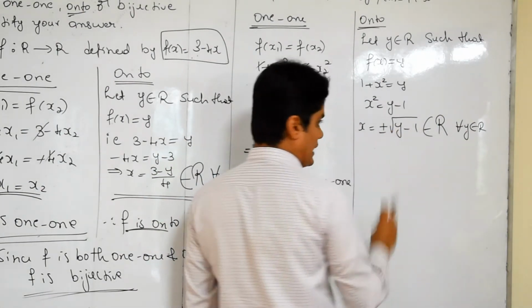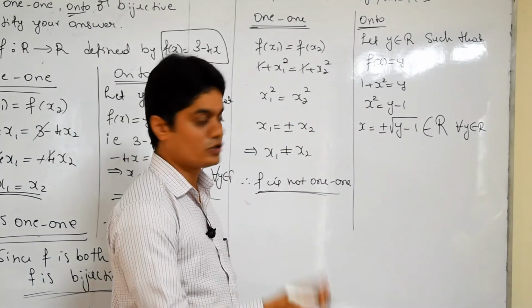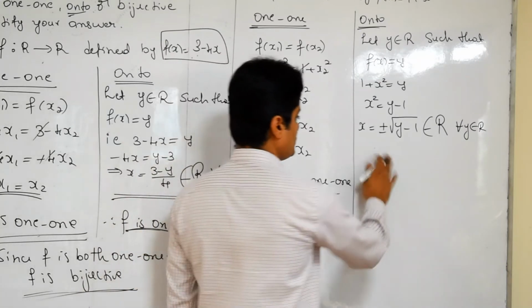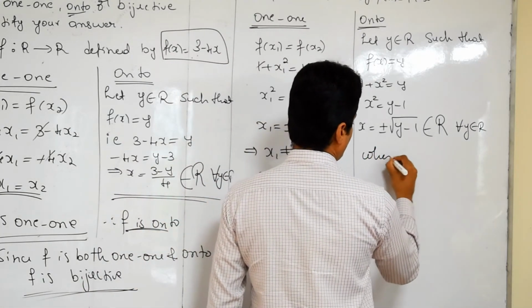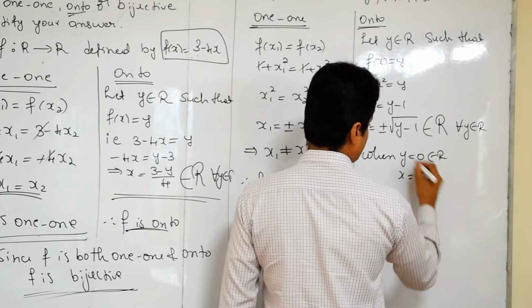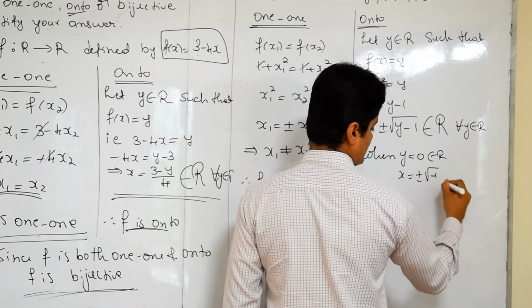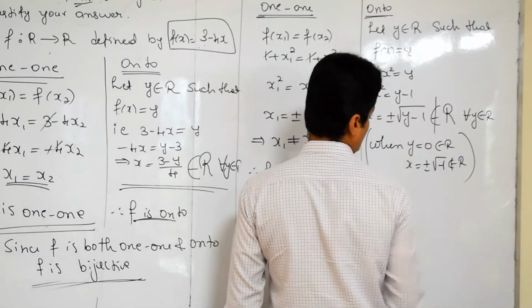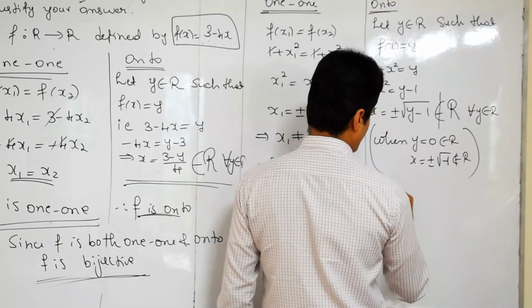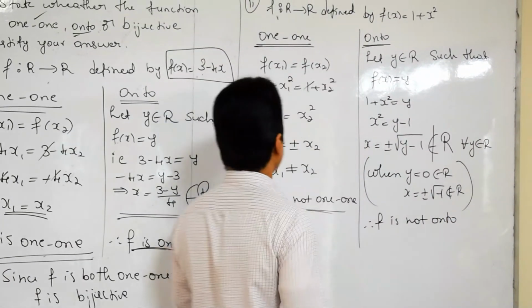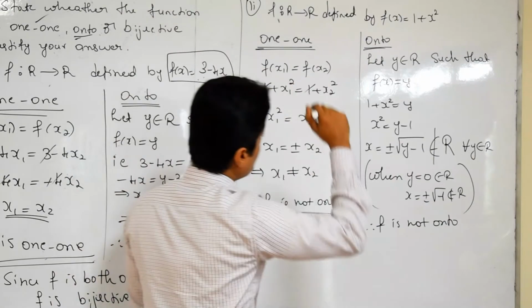Whenever a square root is present and the codomain is R, then remember most of the time it is not onto, because when y is equal to 0, 0 belongs to R, right? What is the value of x here? Plus or minus square root of minus 1. Does it belong to R? No. So it is not always belonging to R for all y. So what is the conclusion? f is not onto. Okay, 1-1 is over, onto is over.